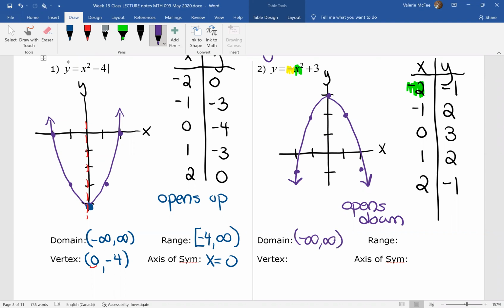Because it's opening down, the vertex here at (0, 3) is the highest point. The highest point for y is that 3. It's going down to -infinity and then up to 3, closed bracket. The axis of symmetry is that vertical line through the vertex where x equals 0. You may want to pause your video, go back, and try graphing these two equations again.